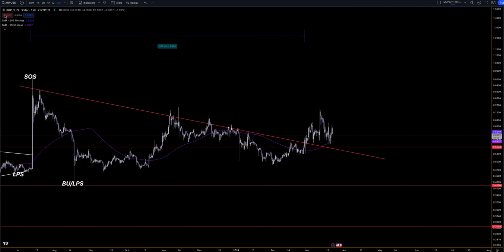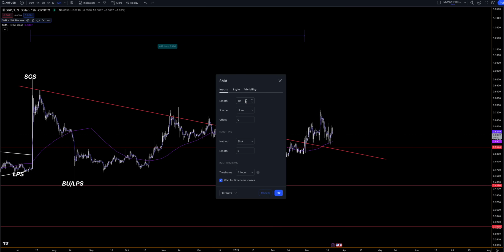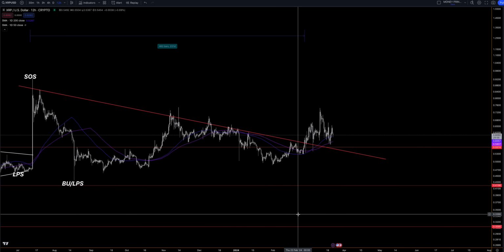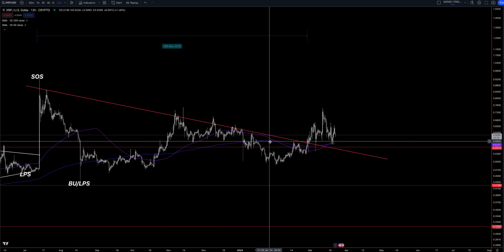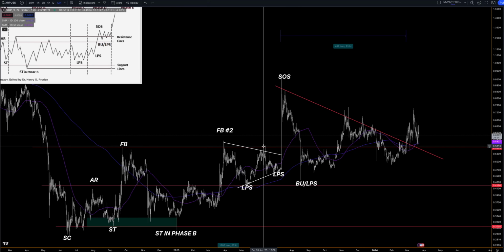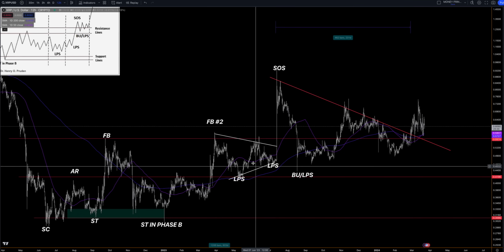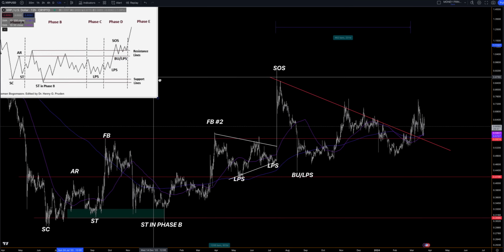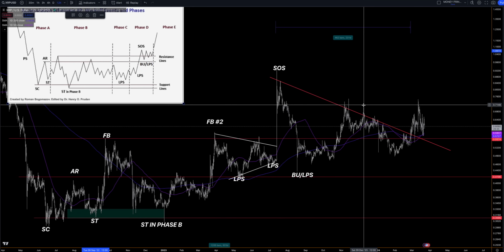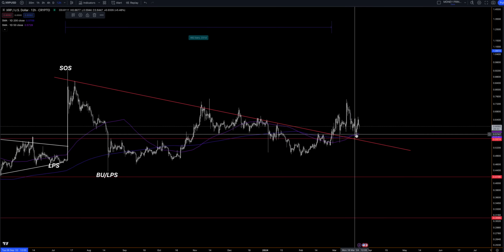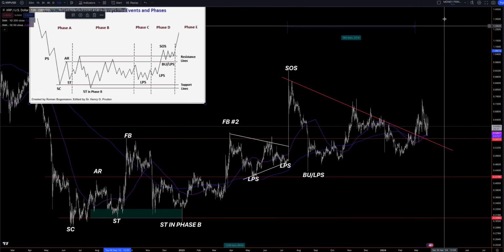Okay, we're above the 50-day and the 200-day SMA. So what does that create? That creates a golden cross. Now, golden crosses are very bullish. It's a sign that the trend is shifting. We've already entered into phase E. We're just grinding out here on the small time frame before we have that push up.